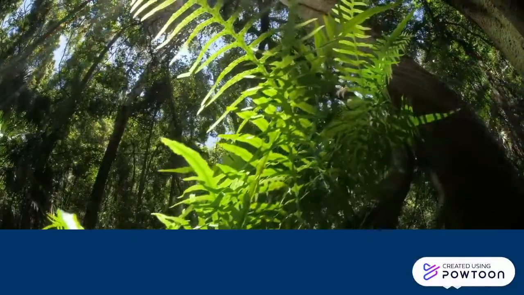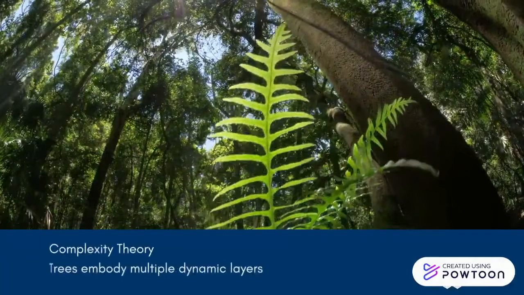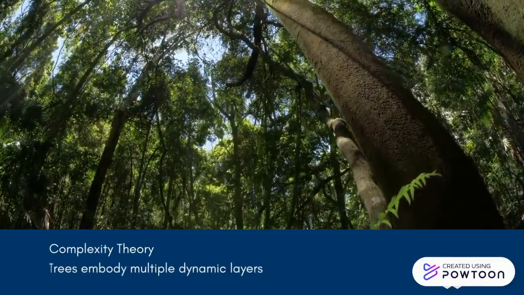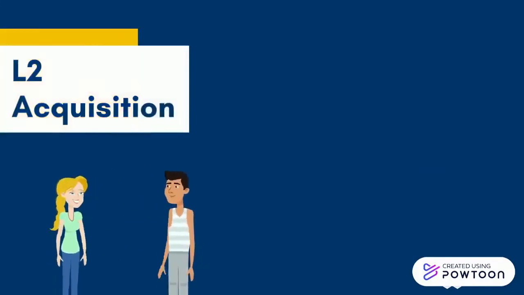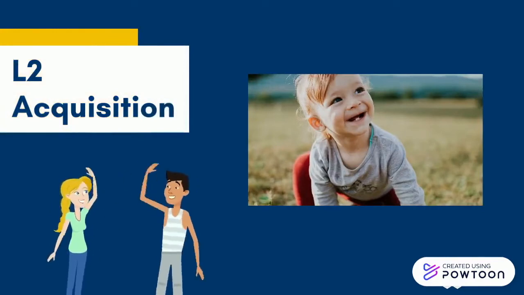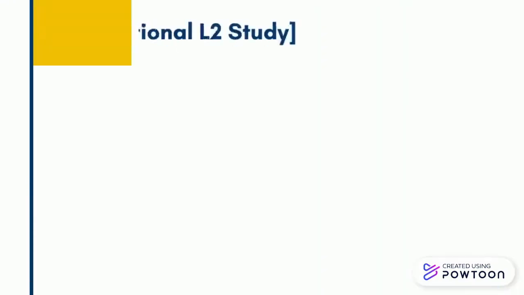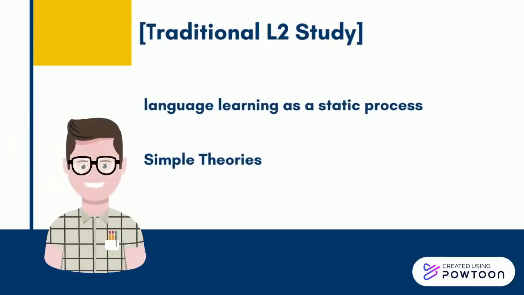Trees are always considered as static and stationary. However, under the scope of complexity theory, they embody multiple dynamic layers. Complexity theory makes more sense when it comes to the explanation of L2 acquisition, whose subjects are humans, dynamic and fluid beings. Traditional L2 study pictures language learning as a static process. Researchers always hold an over-positive attitude towards the learning process, thus putting forward theories which seem simple and concise, but fail to explain the complexity of the language learning process.